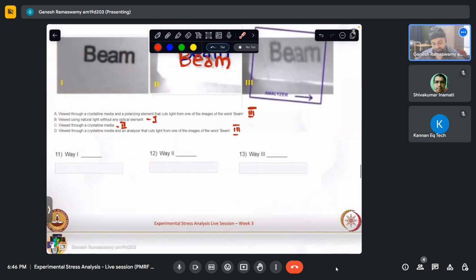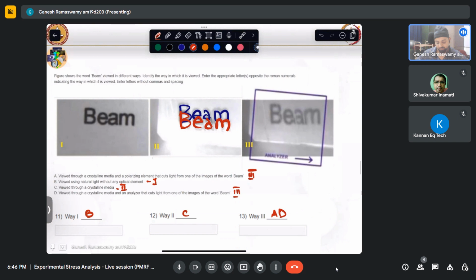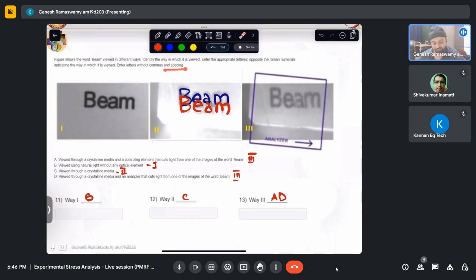So with that, we can see that 1 is nothing but B, 2 is C, 3 is A as well as D. Both are correct in this context. So I hope that is clear. I think that is why this without spacing is given. They did not just want us to enter one option. Whatever is correct and relevant to the question, we need to populate them. So I hope this is clear.